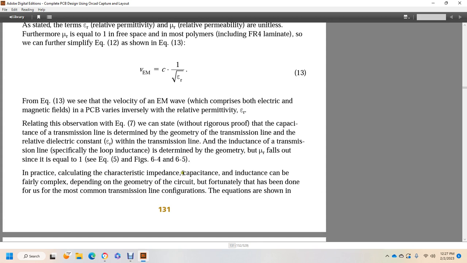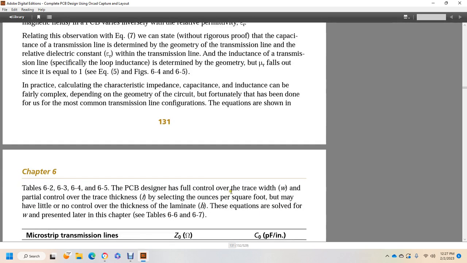In practice, calculating characteristics dependent on the capacitance and inductance can be fairly complex, depending on the geometry of the circuit. Unfortunately, it has been done for us for the most common transmission line configurations, and the equations are shown in Tables 6.2, 6.3, 6.4, and 6.5.